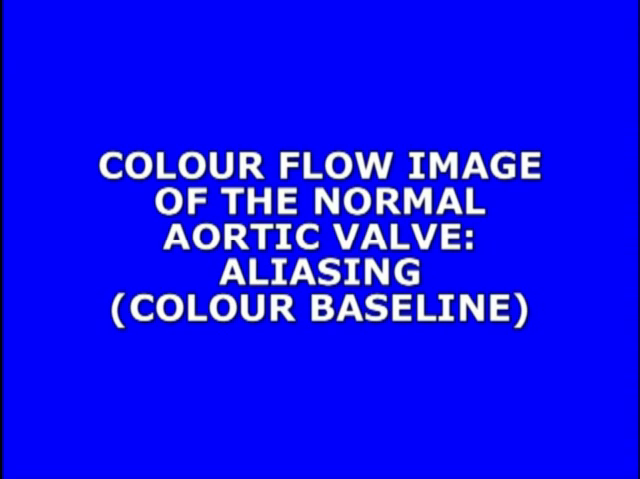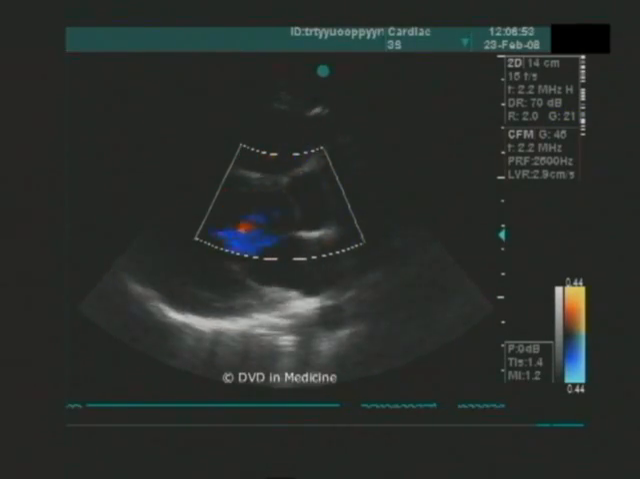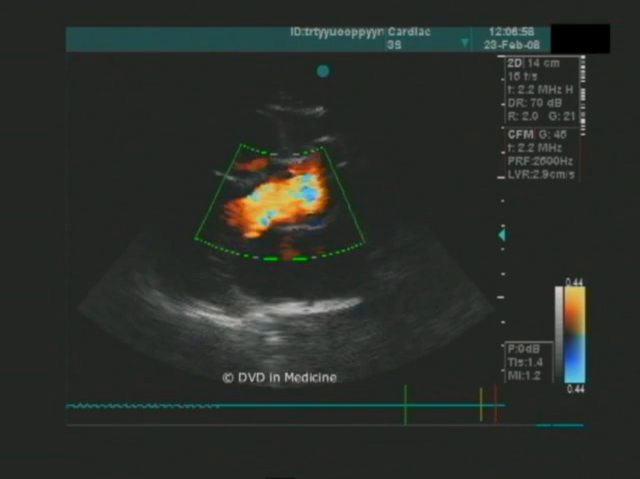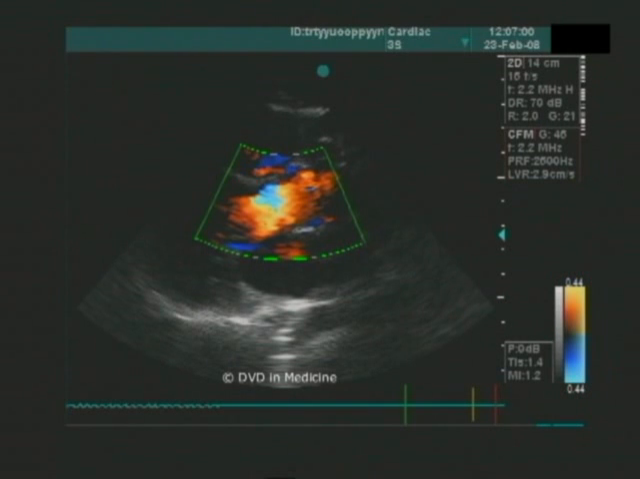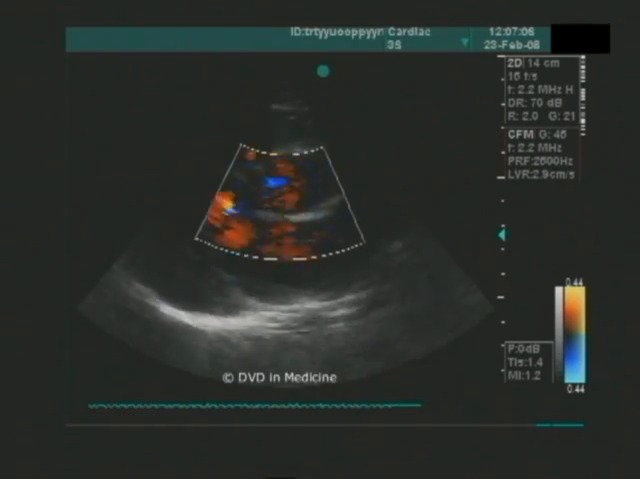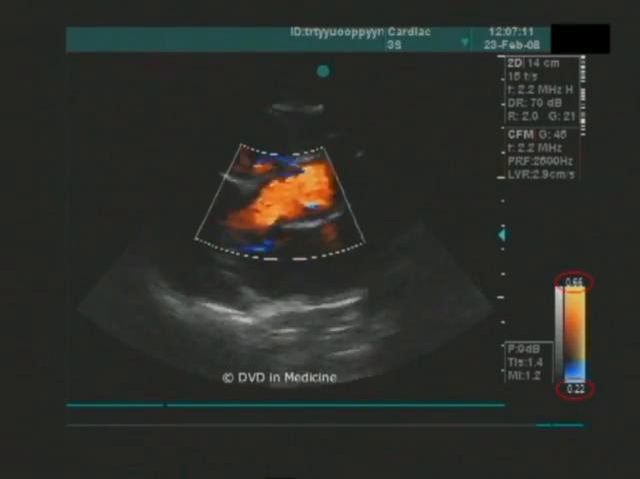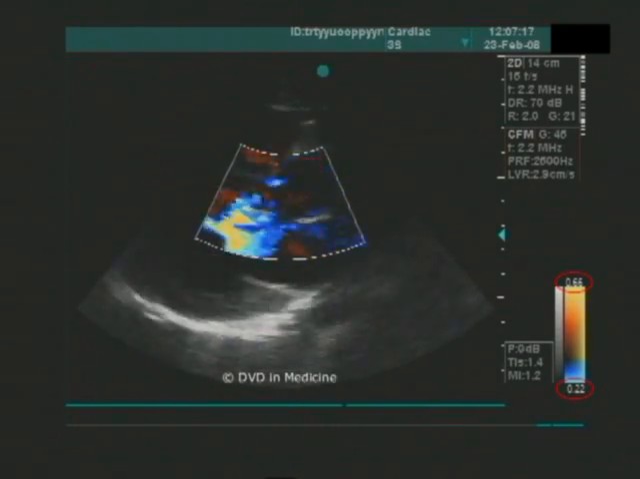Color flow image of the normal aortic valve. Aliasing. Adjusting the color baseline. Another way to remove aliasing is to adjust the color baseline. In this way, one can provide a wider range of shifts on one side or the other. Thus, one increases the velocity limits in one direction, but decreases the limits in the opposite direction.